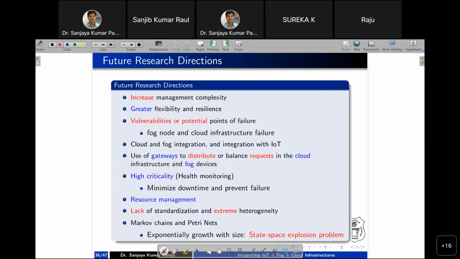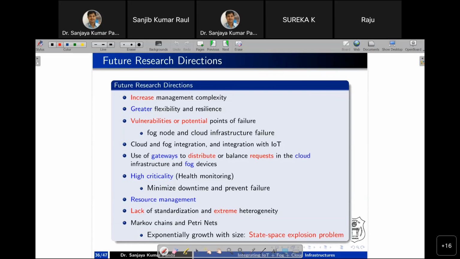So these are some of the future research directions you can go through. Managing the infrastructure is always challenging, right? Because the number of devices is increasing, you have some complexity issues. Complexity is also related to the type of data generated by each and every device. So increasing management complexity is also a very challenging task while you are going for integration.